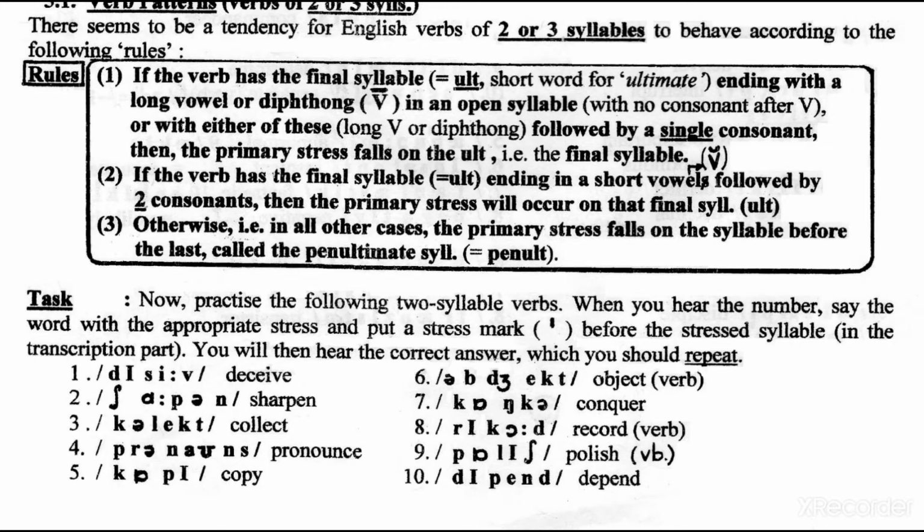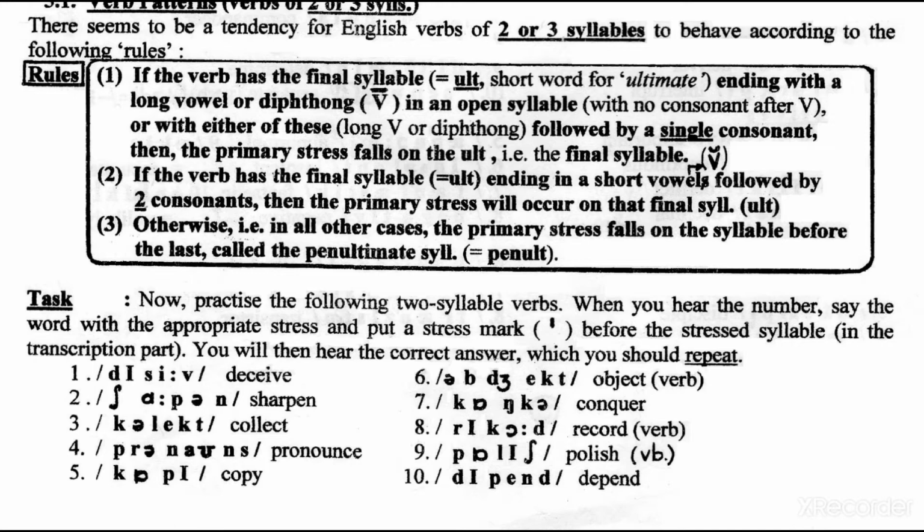I re-explain Rule 1a. Rule 1a says, if the last syllable or the alt consists of a long vowel or a diphthong, or a long vowel plus 1 single consonant, or a diphthong plus 1 single consonant, so if you have these 4 cases, the primary stress will fall on the alt. This is Rule 1a. We move to Rule 1b. It's 2 here in the box, but it's b.